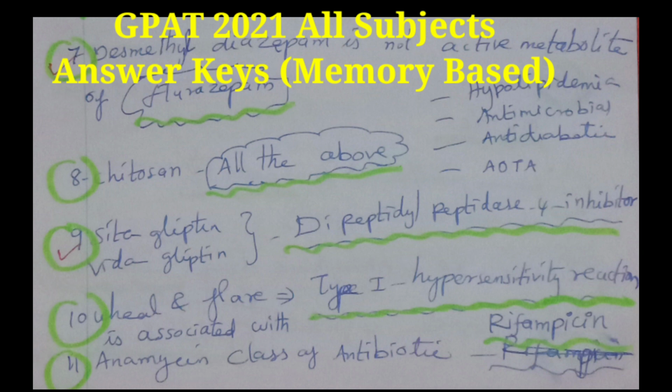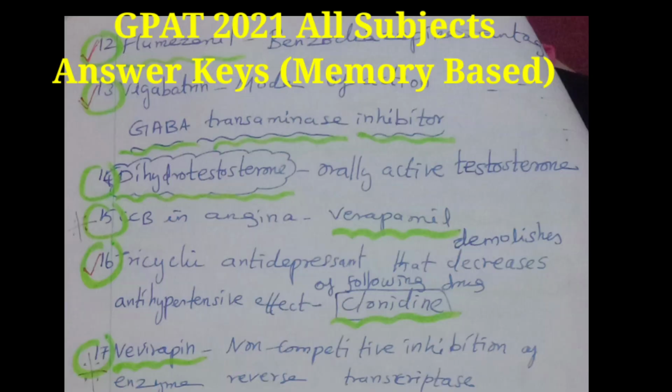The next question, sitagliptin and vildagliptin are dipeptidyl peptidase 4 inhibitors. Then wheal and flare is associated with type 1 hypersensitivity reaction. Then kanamycin, which class of antibiotic does it come under? The correct answer is rifampicin. Next question, flumazenil is the benzodiazepine antagonist drug. Next question, vigabatrin, the mode of action is GABA transaminase inhibitor.